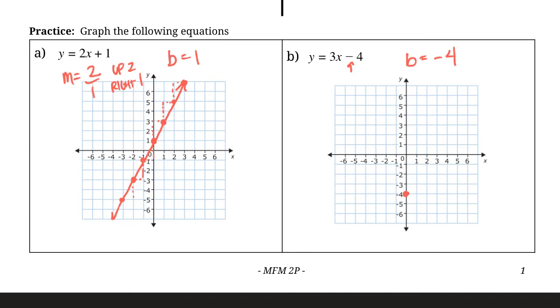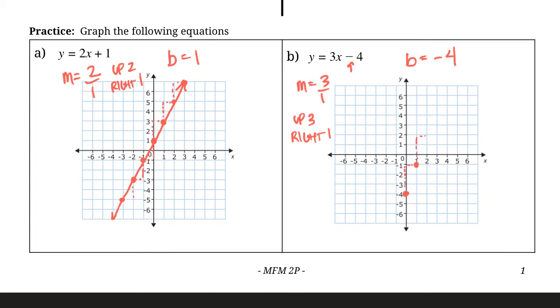And our slope of 3, we can write as 3 over 1. So that means we go up 3, right 1. I like putting these little instructions for me for every question just to make sure I don't make a mistake. It's easy just to write that out. It takes 1 second, and it's going to make sure you don't make a mistake. So I'm going to go up 3, right 1.